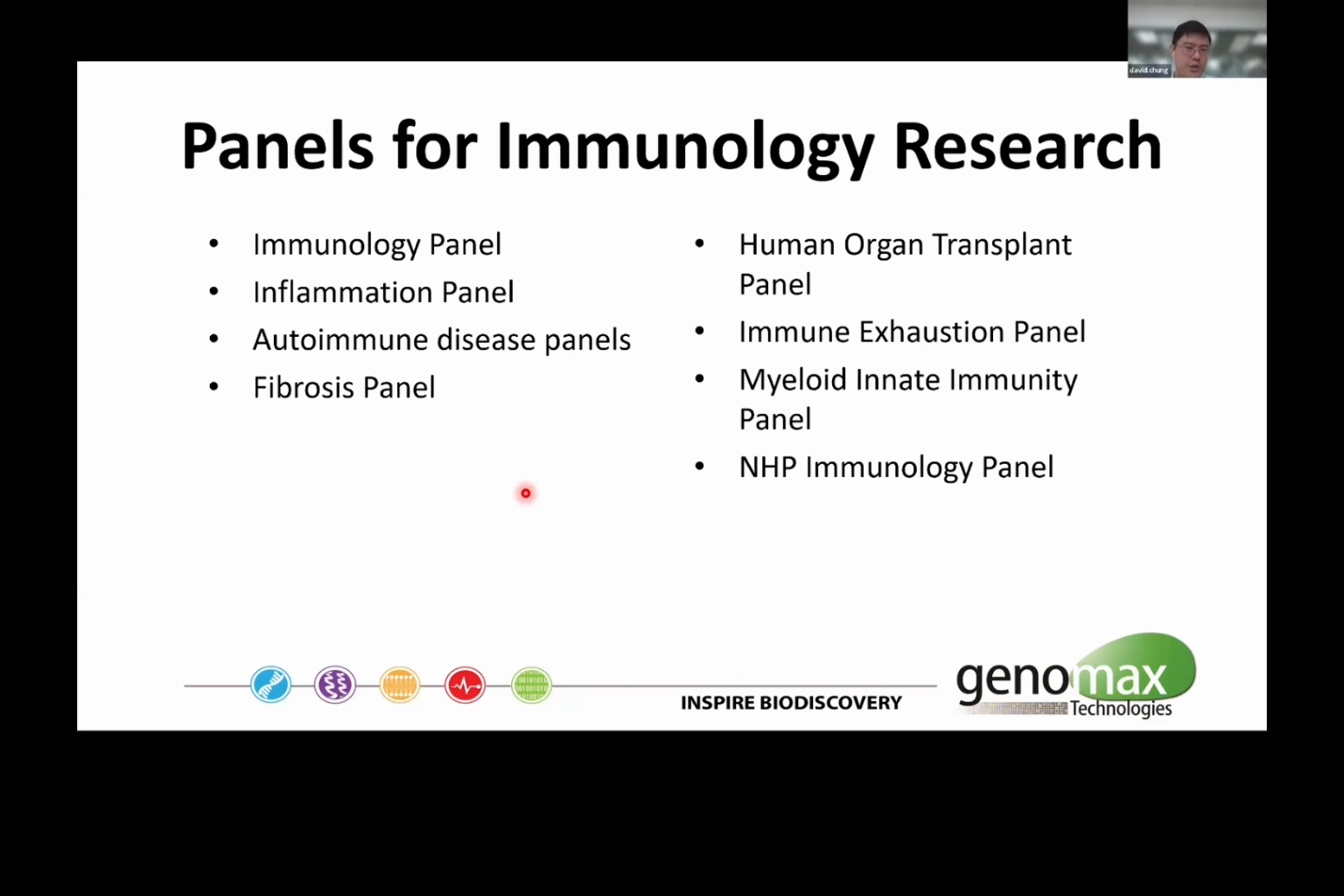Other than oncology, Nanostring also has a wide range of panels for immunology research. For example, here they have a general immunology panel or inflammation panel. If you are more focused on studying autoimmune disease, they have also a panel for that. Studying fibrosis, immune exhaustion, immunity, they have also a panel for that. And other than human or mouse, they have also a panel for non-human primate immuno-oncology study.